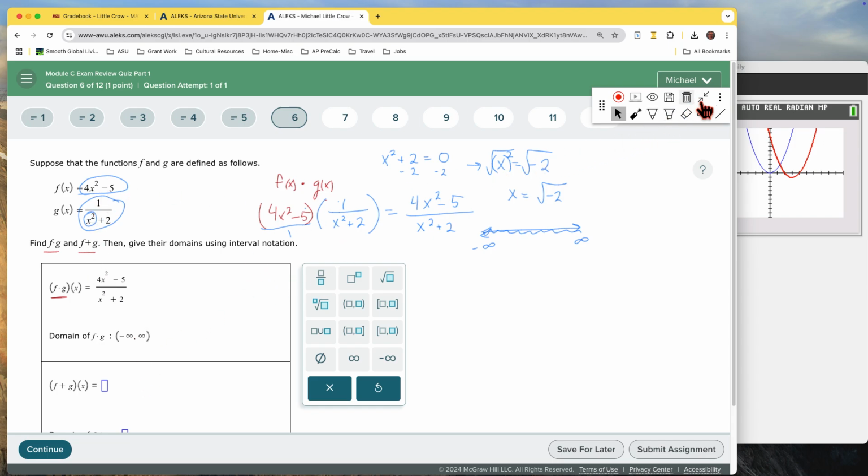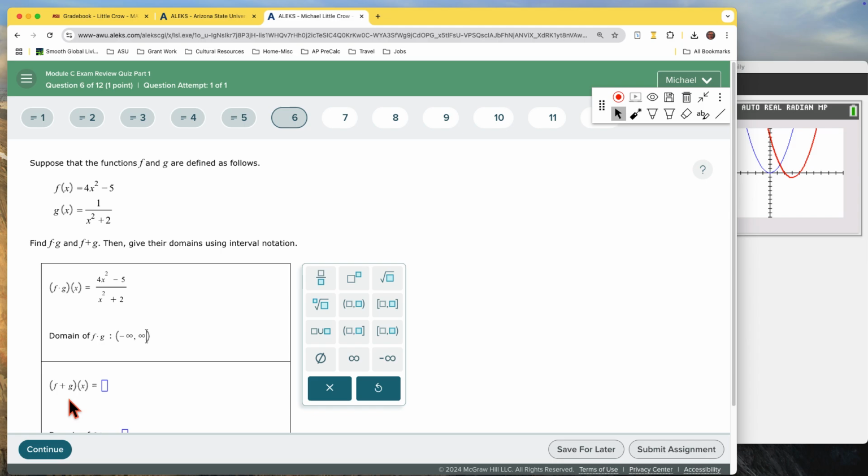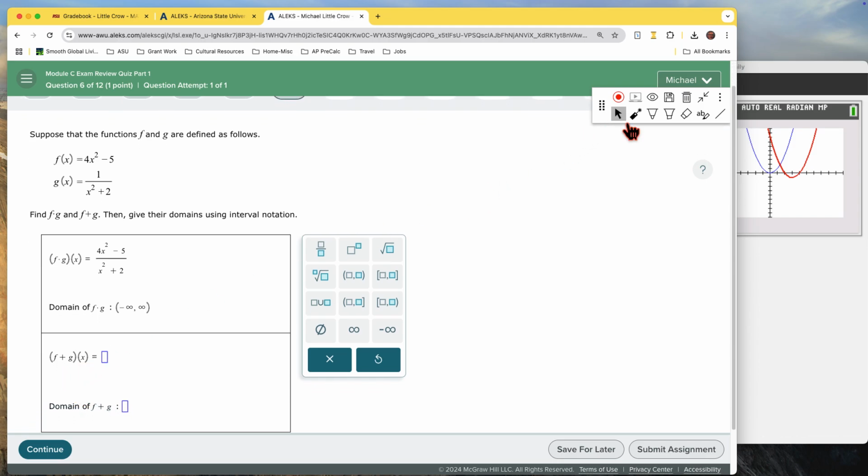I'm going to clear out all this stuff here, and we'll take a look at the second part, which is to add the two functions together. So I want to take f of x plus, change colors here, g of x. So I just add them, 4x squared minus 5 plus 1 over x squared plus 2, and that's what our new function is, right? We could get common denominators, but that's a lot of work for no real good that I can see. So we're going to leave it at that.